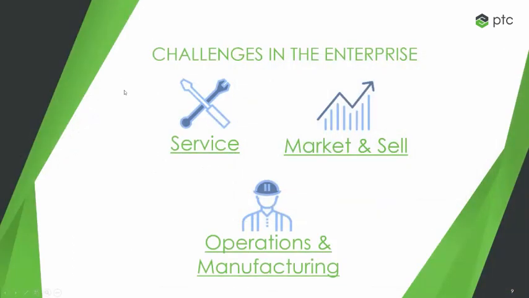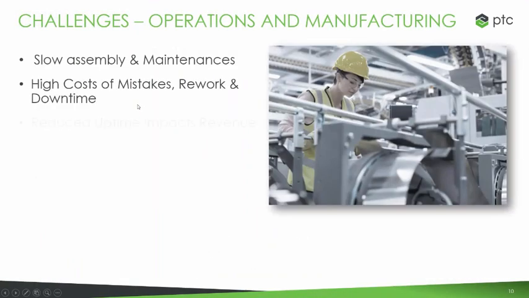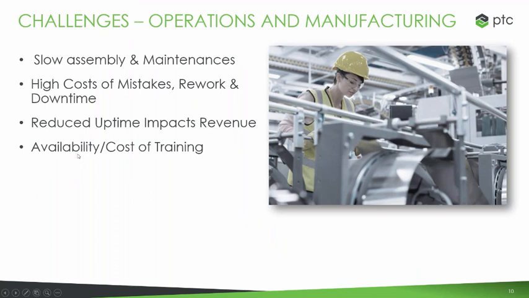There are three areas where customers are seeing the most value: service, market and sell, and operations and manufacturing. Quickly, we'll go through some of these. Operations and manufacturing could come into play where inefficient instructions lead to slow assembly and maintenance. Disruptions in cost, timing, or productivity can have negative implications. And the total cost of product ownership is high because service and maintenance needs to be carried out by specialists rather than operators. And then obviously there is the time and cost of training and retaining that talent.